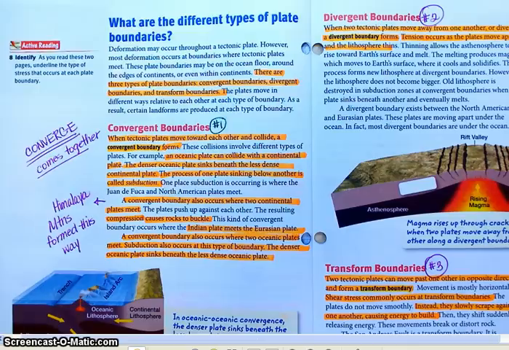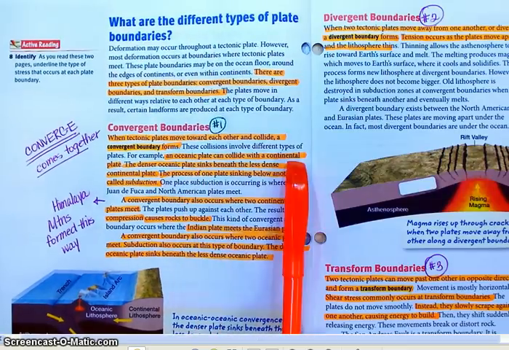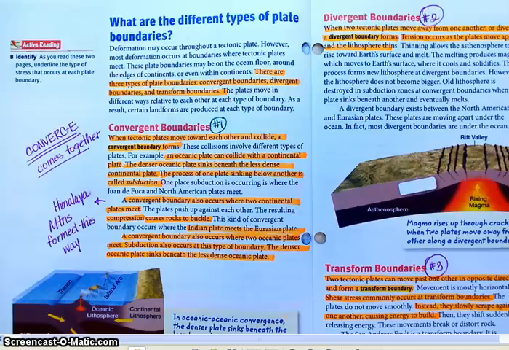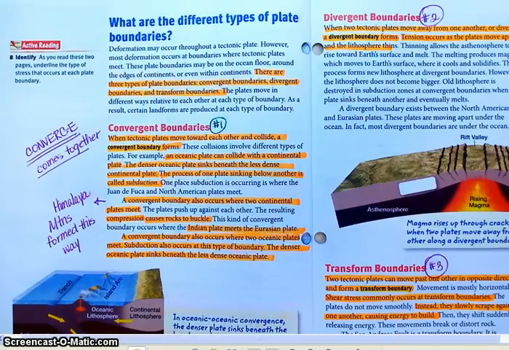Okay. A convergent boundary also occurs where two oceanic plates meet. Subduction also occurs at this type of boundary. The denser oceanic plate sinks beneath the less dense oceanic plate. Okay? So we have convergent boundaries where plates come together. And we can talk about convergent boundaries between an oceanic plate and a continental plate, between two pieces of continental crust, and between two pieces of oceanic crust. Okay, but they're all convergent boundaries because the plates are pushing together.